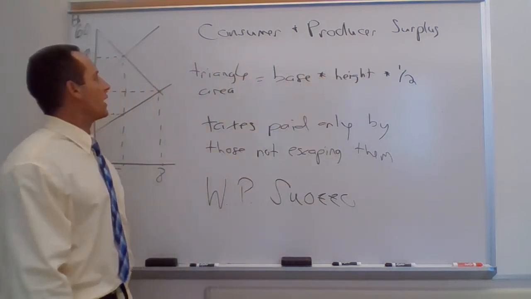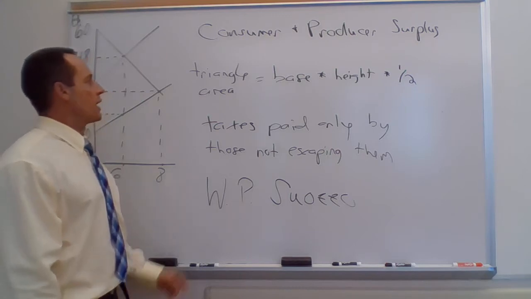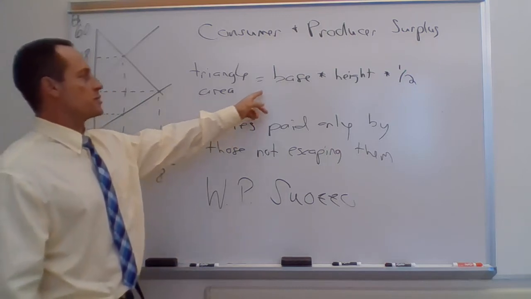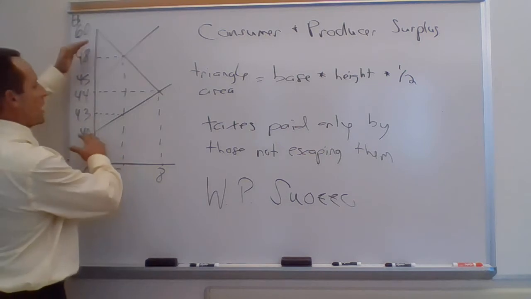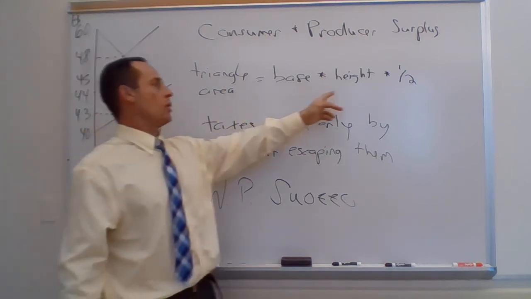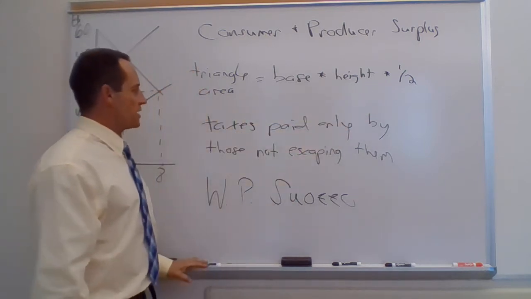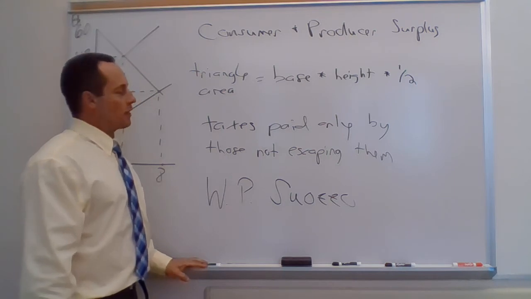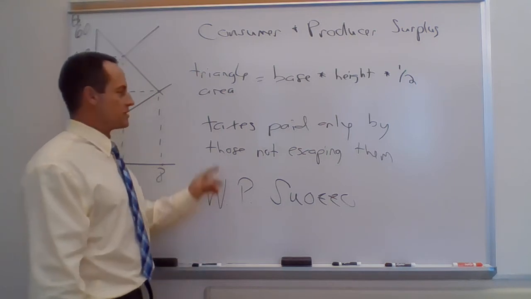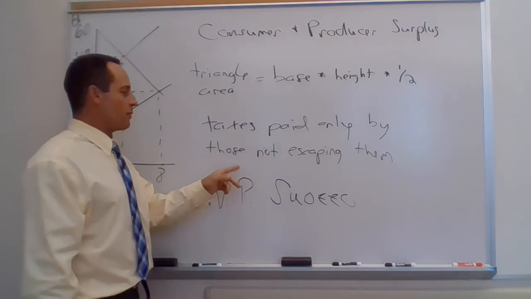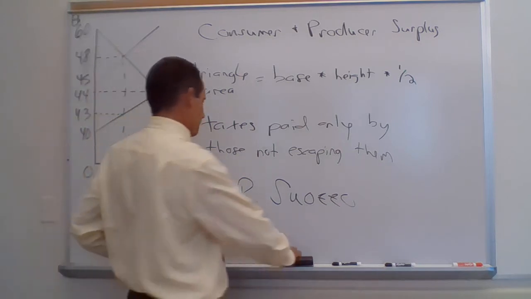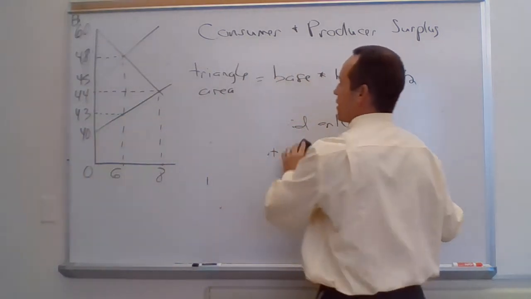Before we begin, I just want to mention that the area of a triangle equals its base times its height times 1/2, because after all, a triangle is half the size of a rectangle. A theme that we'll drive home today is that taxes are paid only by those not escaping them. Okay. So let's take a look at this graph here on the left.